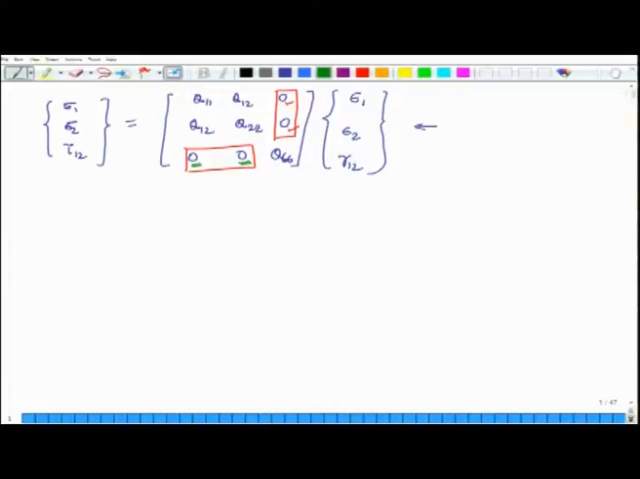So, that is there. We had also shown the relationship between Q11, Q12, Q22 and Q66 and the elements of the C matrix, which was defined earlier in the following way.